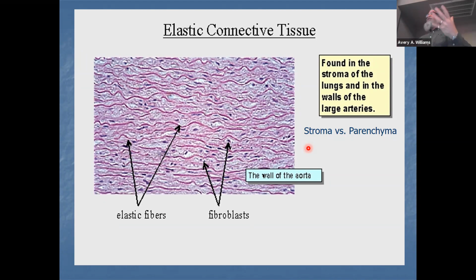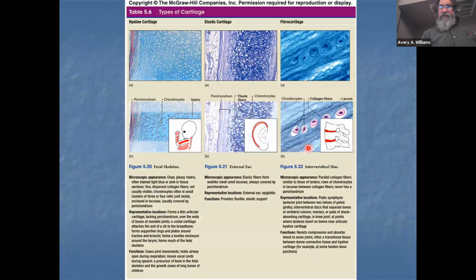Like a blood vessel. You say, what's the function of a blood vessel? It carries blood. So a stroma, supporting tissue, would fall in that category. And we'll use these terms again: stroma versus parenchyma. Parenchyma is functional. Stroma is supportive or non-functional. Okay, there's that.